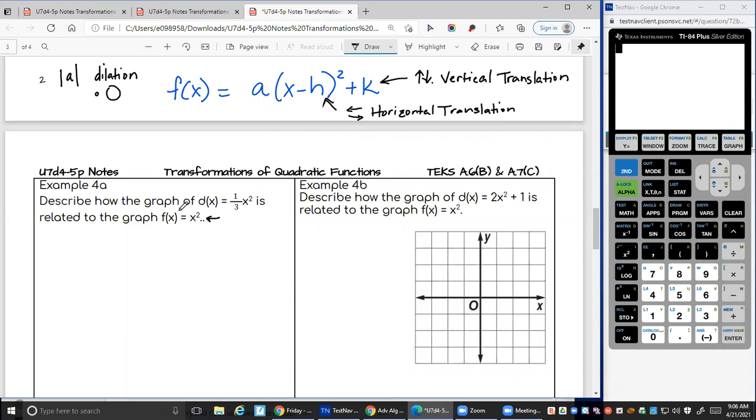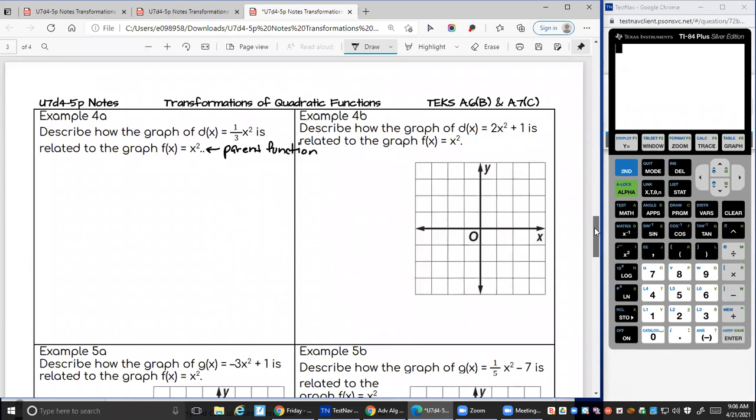And please note on your test, they're not going to always say how does it relate to y equals x squared? They're actually just going to say, how does it relate to the parent function, right? And they do expect for you to know what that means. They expect that you know that that's y equals x squared. All right, so let's go ahead and take a look at this.